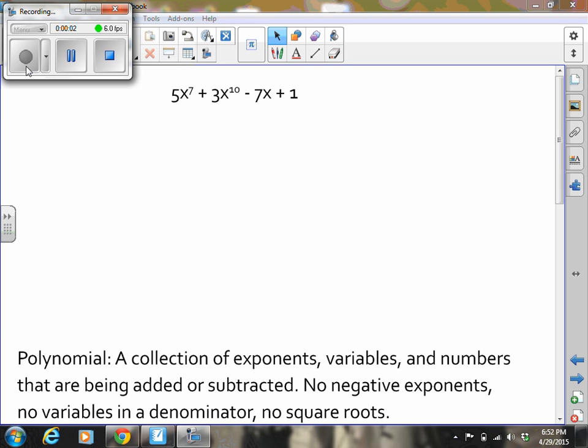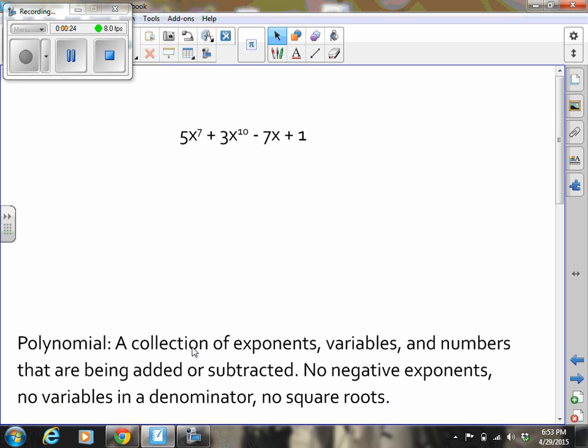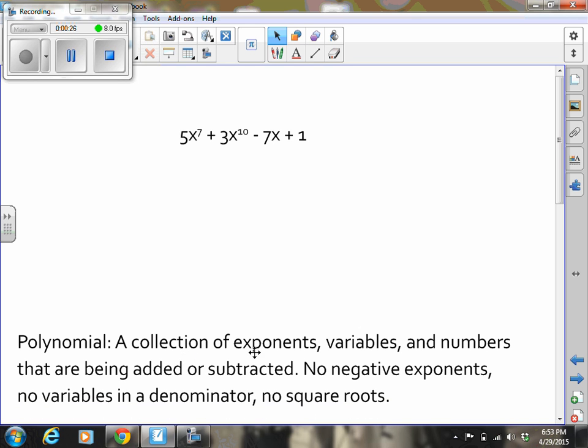Okay, now that we've learned about exponents and working with exponents and expressions, we're able to take expressions that involve exponents and put different expressions together to build what we call a polynomial. This is an example of a polynomial. This is 5x to the 7th power plus 3x to the 10th power minus 7x plus 1. And by definition, a polynomial is a collection of exponents, variables, and numbers that are being added or subtracted.